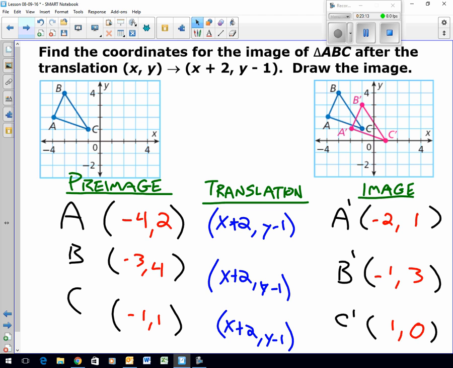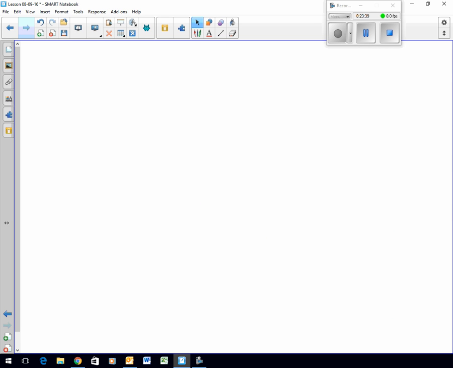Yay! Which of course was up there the whole time. All right, but there's how that particular transformation looks. I look at (-2, 1), I get A prime, (-1, 3), I get B prime, and (1, 0), I get C prime. Questions on that? Pretty simple, right? Translations are pretty easy. That's all I got. You're welcome. All right.